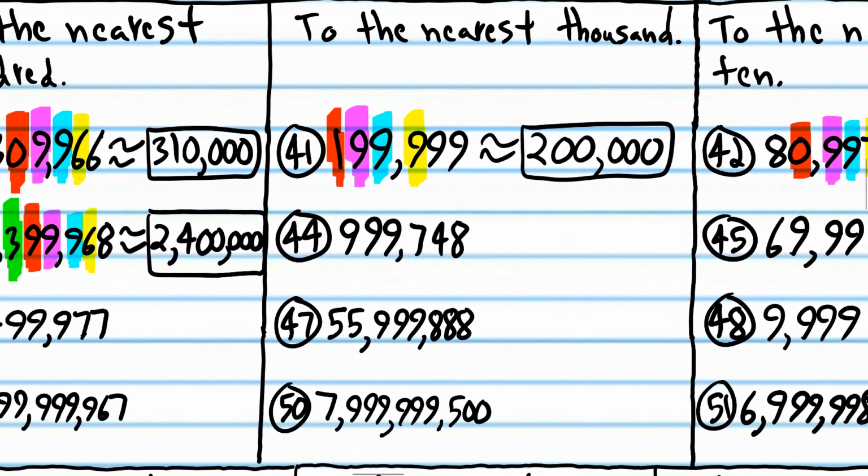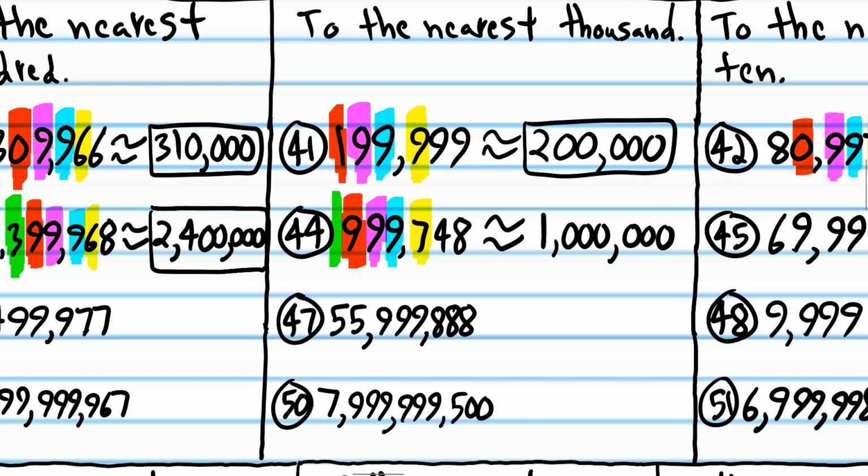Rounding to the nearest 1,000. Thousandths place. Round up. But that's a 9 also, and that's 9 also. So we have to make this number, which is non-existent, go up by 1. The green is just considered to be 0, so it goes up to 1, and all the other numbers become 0. So that's 1,000,000. So 999,748 becomes 1,000,000. We round it up to 1,000,000.